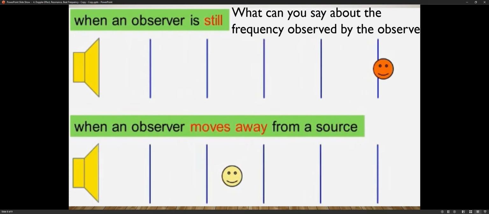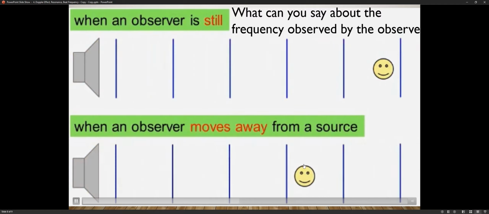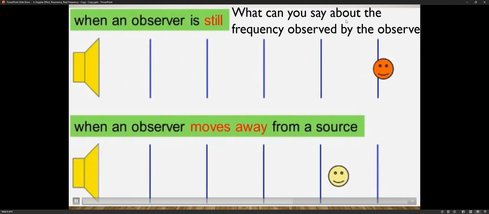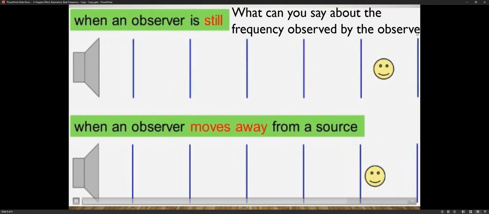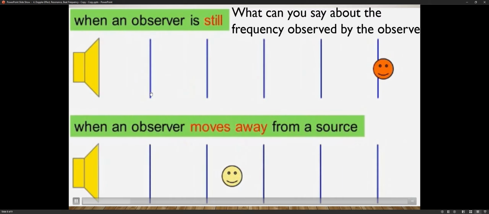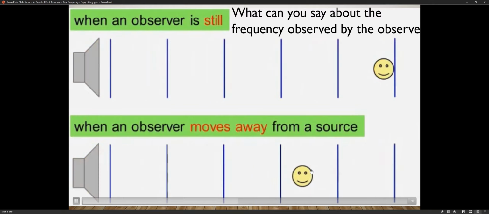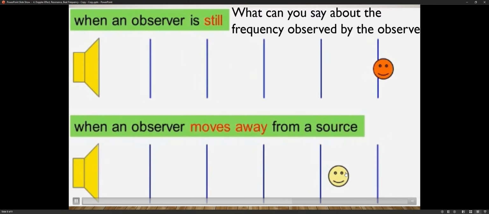Now let's look at this one. This one is a bit different. The observer is moving away from the source. So what can you say about the frequency observed by the observer? And the sound waves are being produced at regular intervals. And the smiley face will light up when the sound waves hit you.